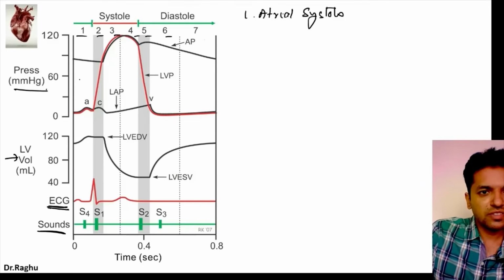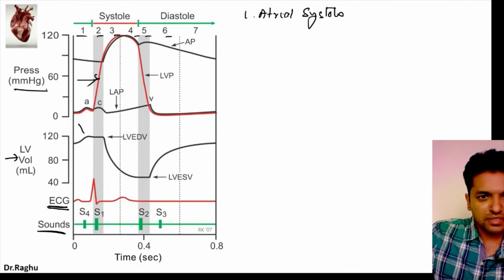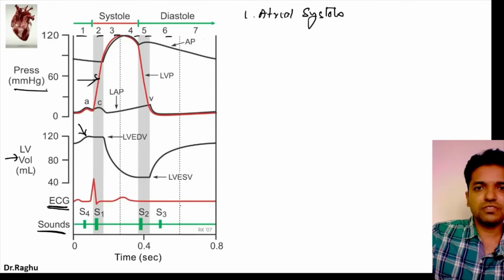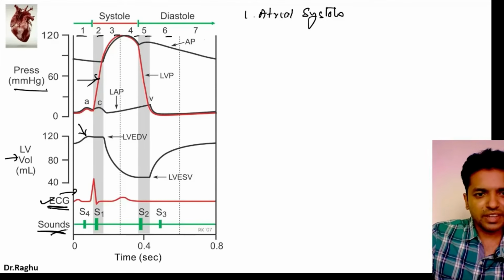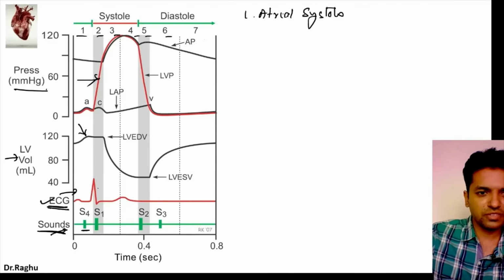So let's just concentrate on this red line, which is suggestive of the left ventricular pressure, and this black line, which is suggestive of the left ventricular volume, and then this ECG and the sounds. So the first is atrial systole. What is happening during atrial systole? The fourth heart sound, because contraction of the atria produces the fourth heart sound.